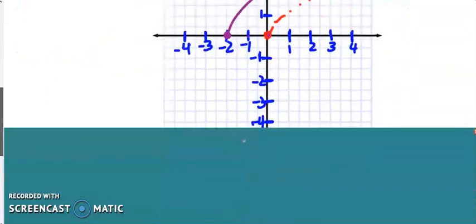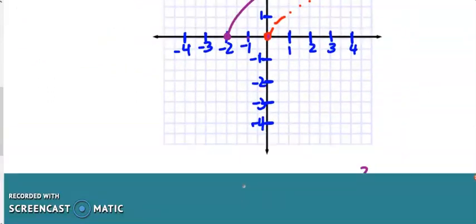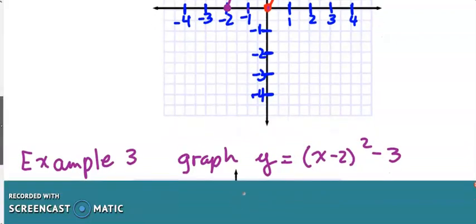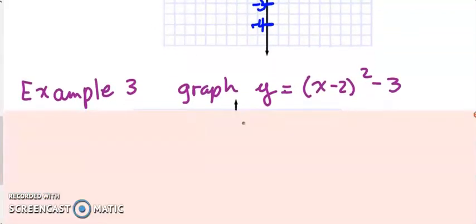So we're going to come to example 3, and we're going to put them both together now. Let's put them both together. So here for example 3, we're going to graph y equals (x minus 2) quantity squared minus 3. And with this again, as we're going through it, we have to know what our parent function is first, and then we have to know what our transformations are second, and then we put them together and use them.